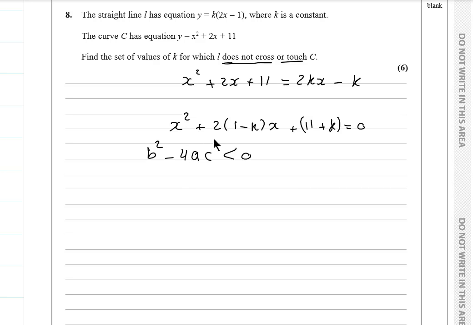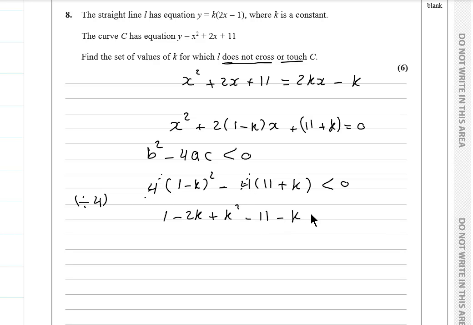Okay, let us substitute now. Let us square b, which is 4 multiplied by the bracket 1 minus k all squared, and then minus 4 times a, which is 1, times c, which is 11 plus k. Okay, this should be less than 0. We can divide by 4 to simplify the calculations. So cancel this 4 with this 4, and then expand the bracket. We will have 1 minus 2k, and then plus k squared, minus 11 minus k less than 0, and then rearrange it to be less than 0, right?